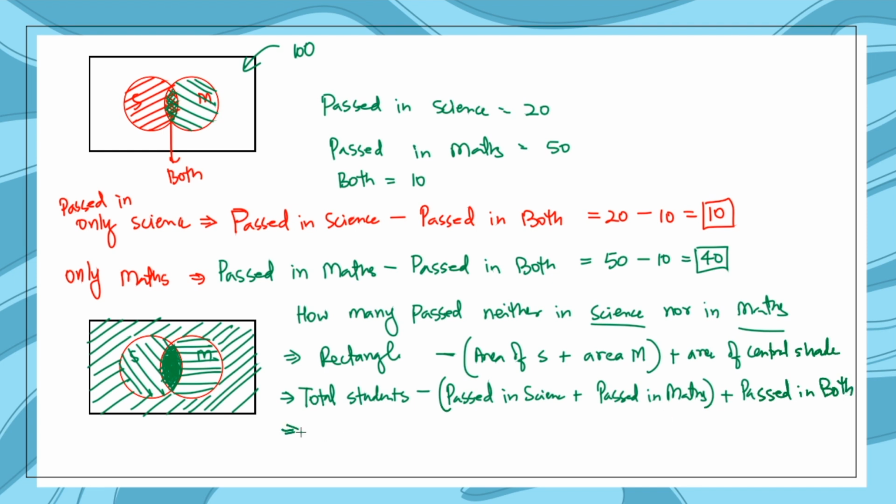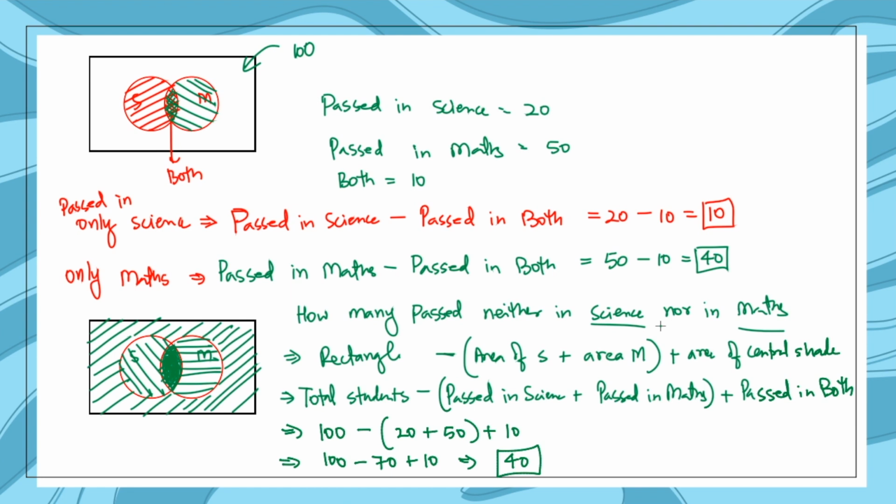So now simply you write down the values. Total students were 100, passed in science are 20, passed in maths are 50, and those who have passed in both is 10. So if you solve this, this will be 100 minus 70 plus 10. This will make up 40. So there are 40 such students who have not passed in any subject.